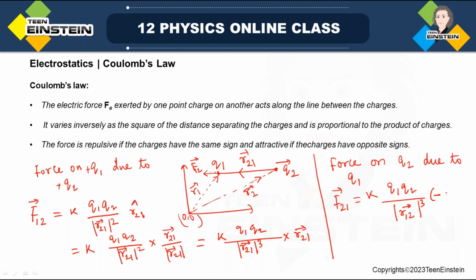So either we can write R21 cap vector, or we can write this is cube, sorry, I should not write cube. If I write cube, then we have to write vector in the numerator. So this I should write R12. Okay, so this is how we have to write in terms of vector. Okay, so far so good.